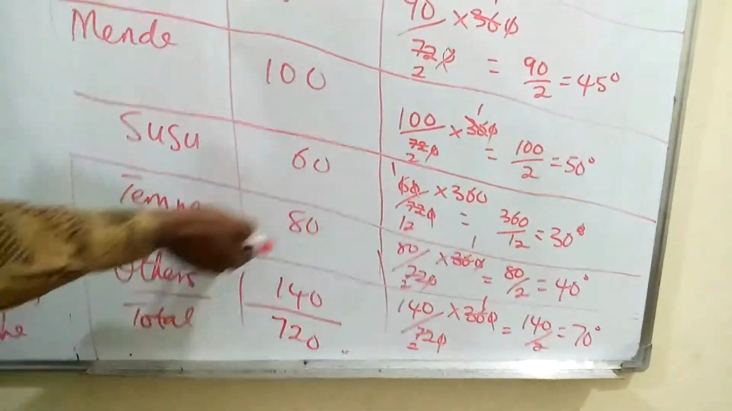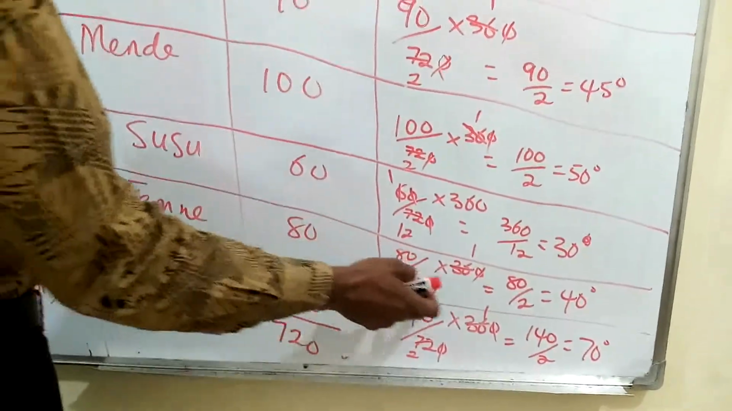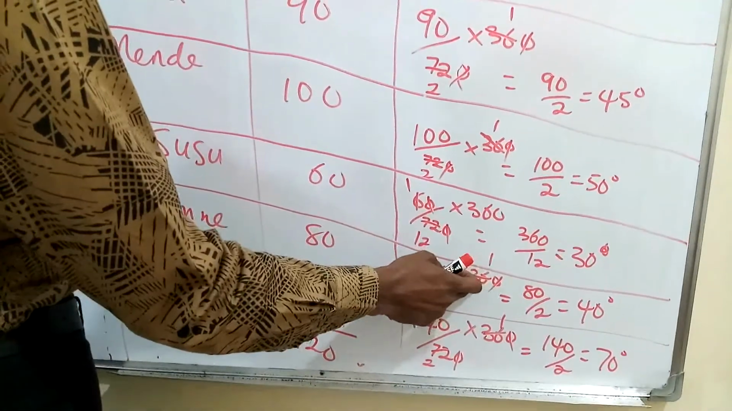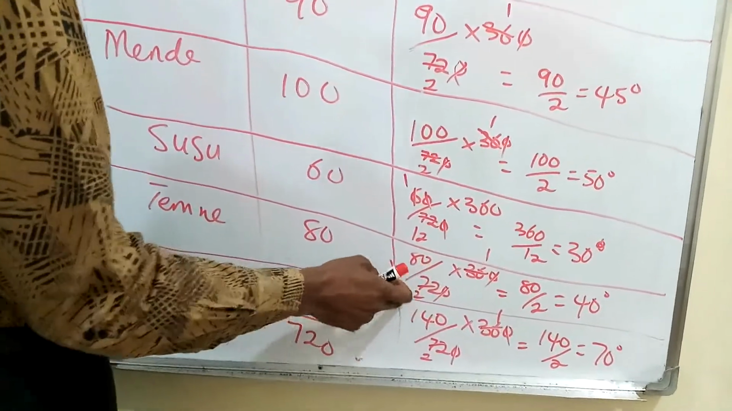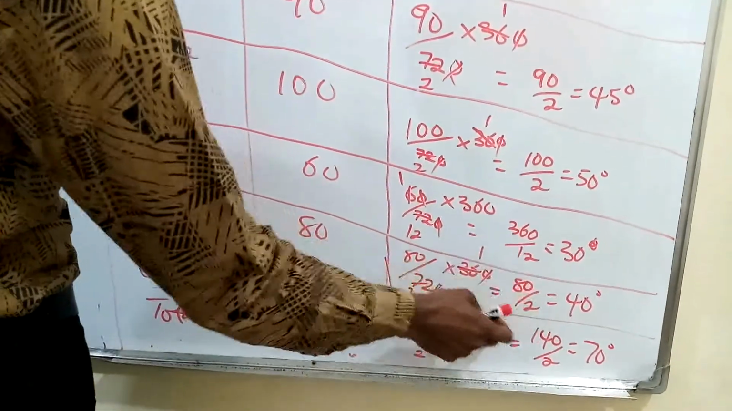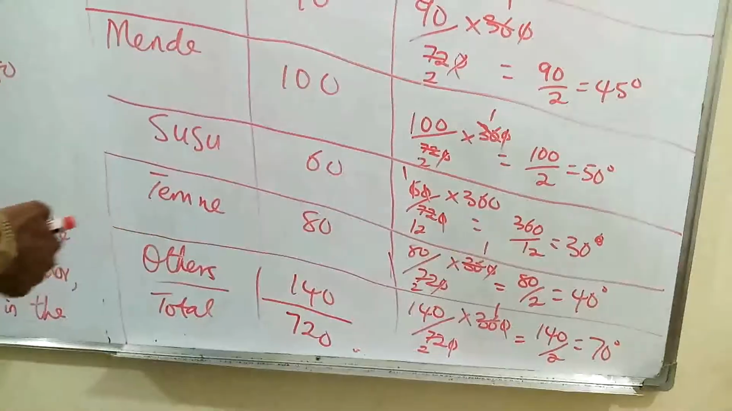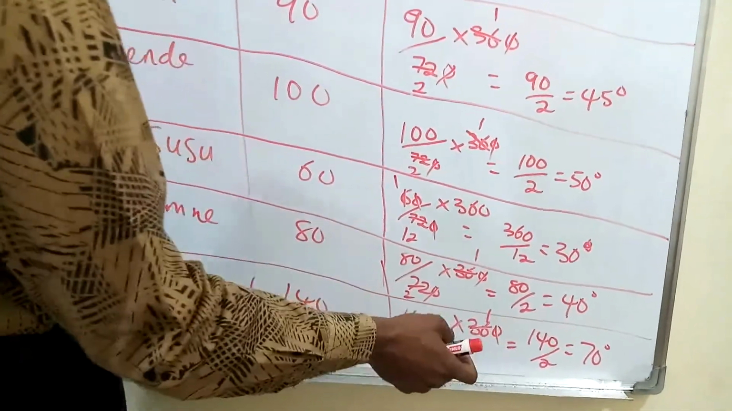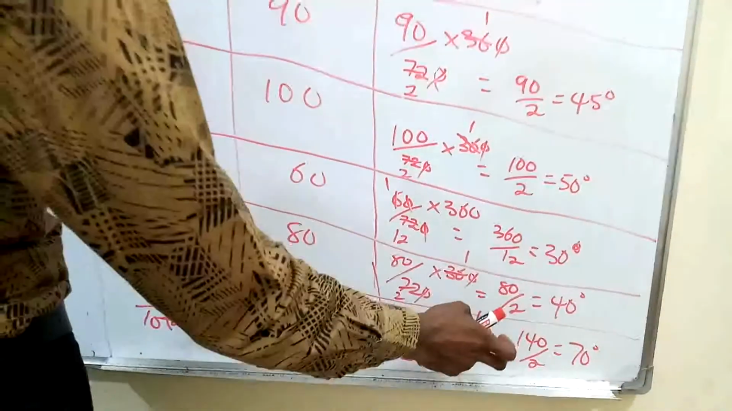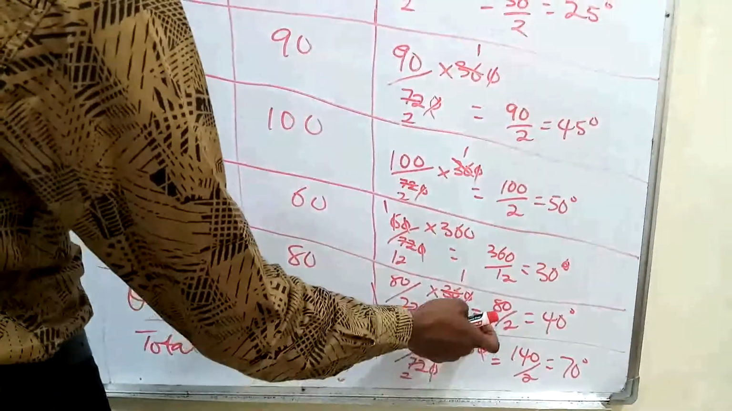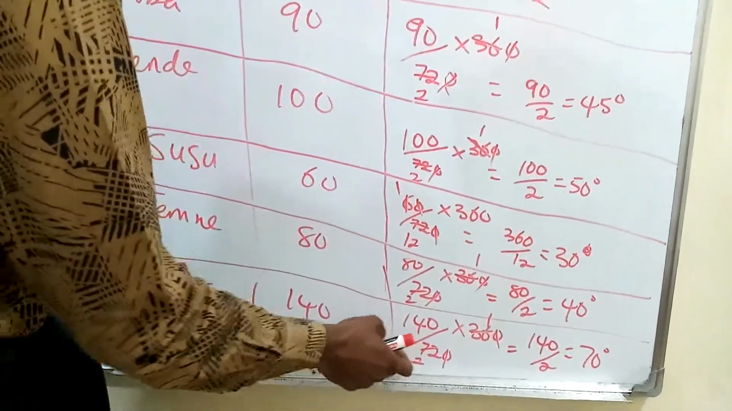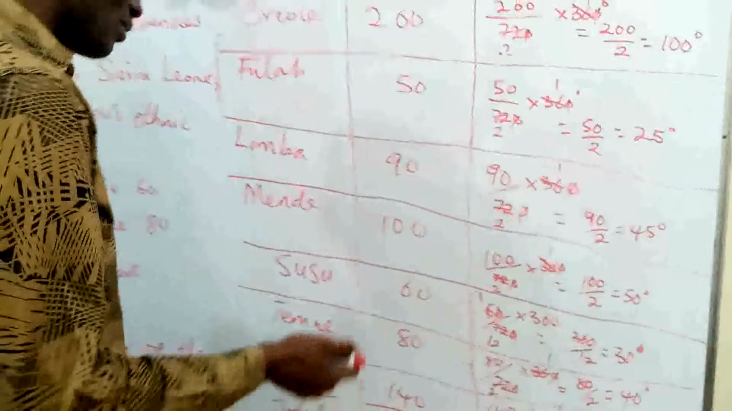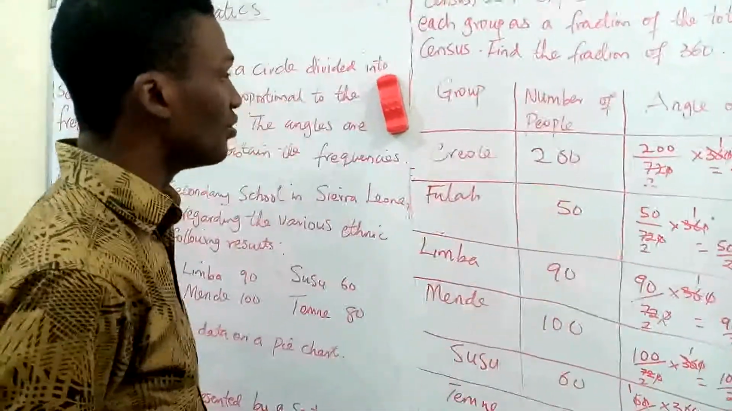For Temne, we have 80 all over 720 times 360. 0 will cancel 0. 36 here is 1. Into 72 we have 2. We are left with 80 divided by 2, which is 40 degrees. Then others, we have 140. 140 divided by 720 multiplied by 360. 0 will cancel 0. 36 here is 1. Here is 72. We are left with 140 divided by 2, which is 70 degrees. So the angle of sector for others is 70 degrees.